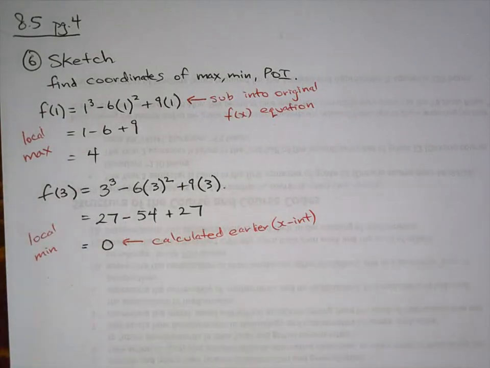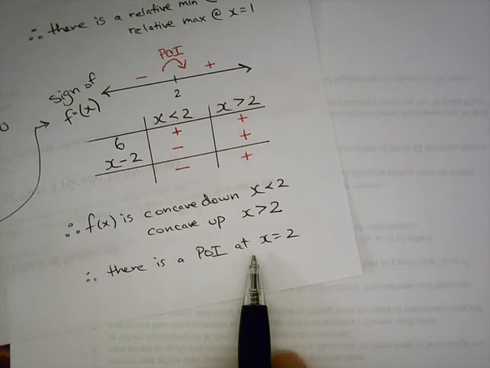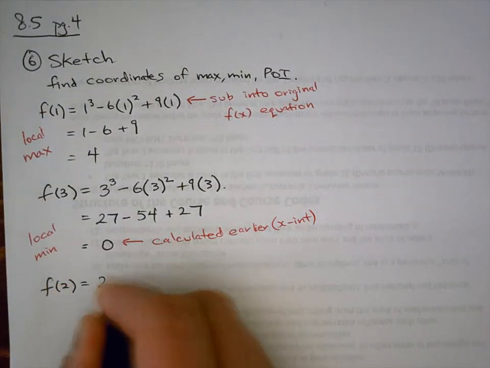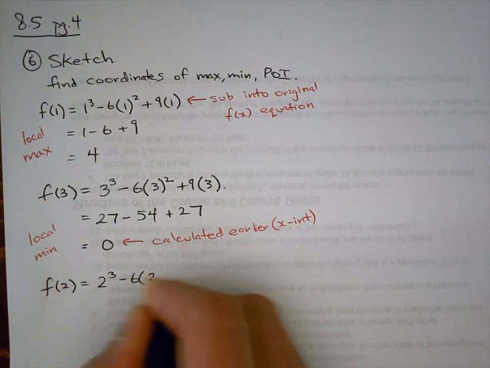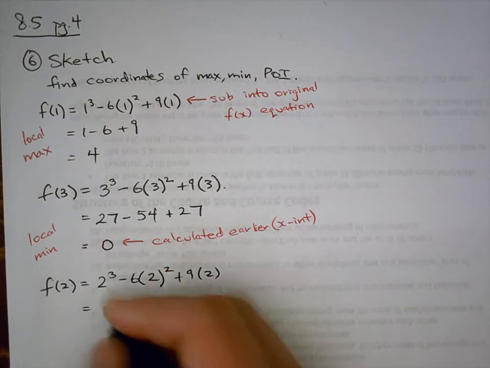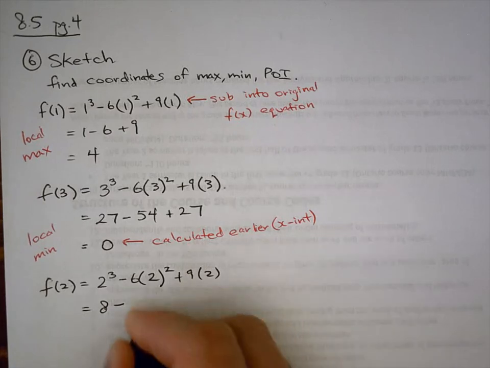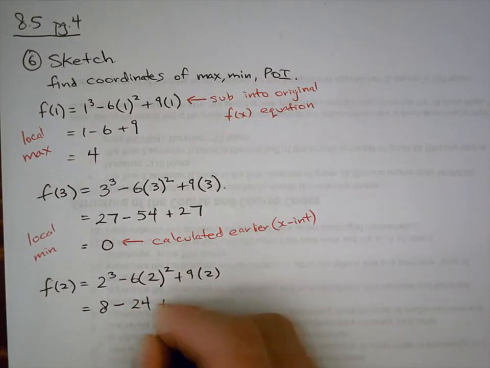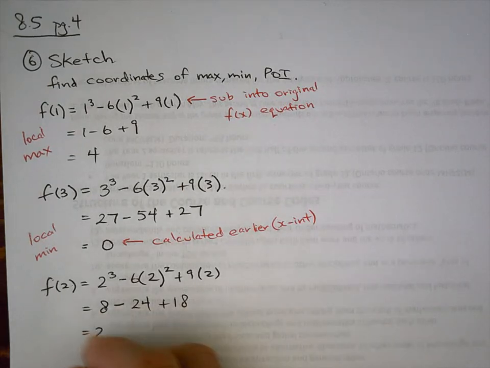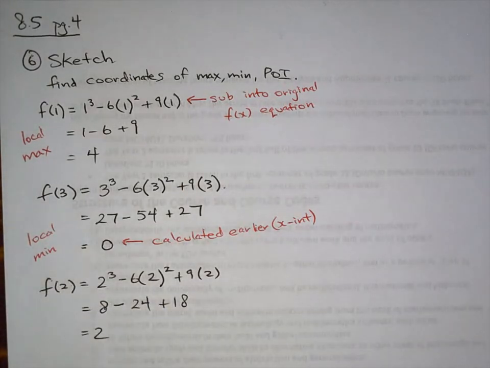Finally, the POI we know is at x equals 2. So I need to find the y value. So I'm going to sub 2 into my equation. 2 times 2 is 4 times 2 is 8 minus 24 plus 18. So I have 26 minus 24, which is 2. That's the POI.